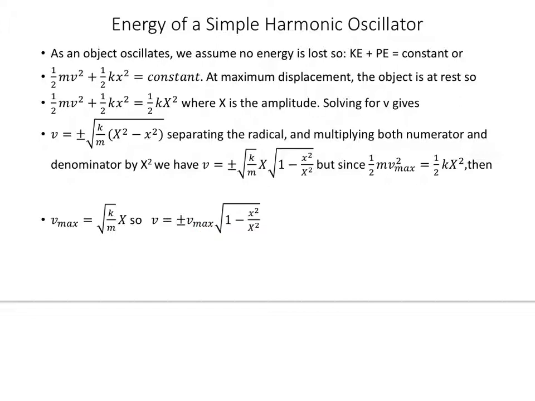Notice, by the way, when the object is at the displacement, in other words, this lowercase x would be the same as this capital X, this would be 1. 1 minus 1 is 0, so V would have to be 0, which is what we've been saying all along, that when the object is at that amplitude position, its velocity is 0.